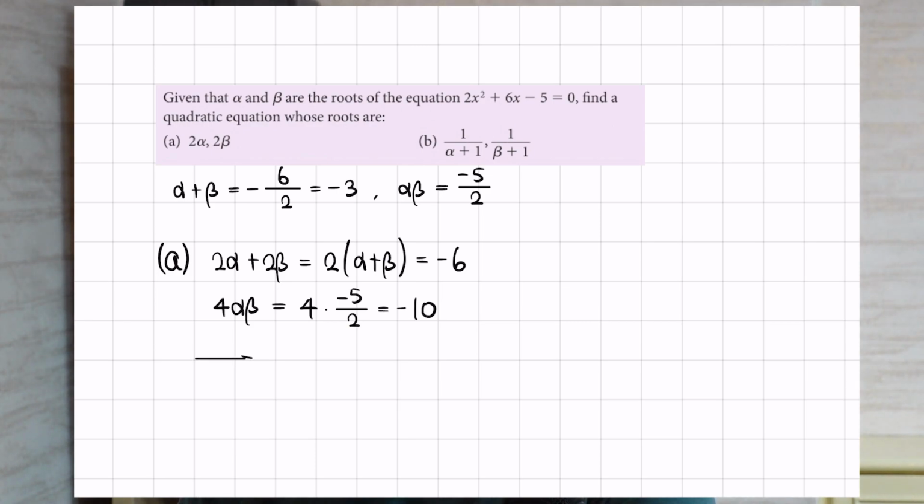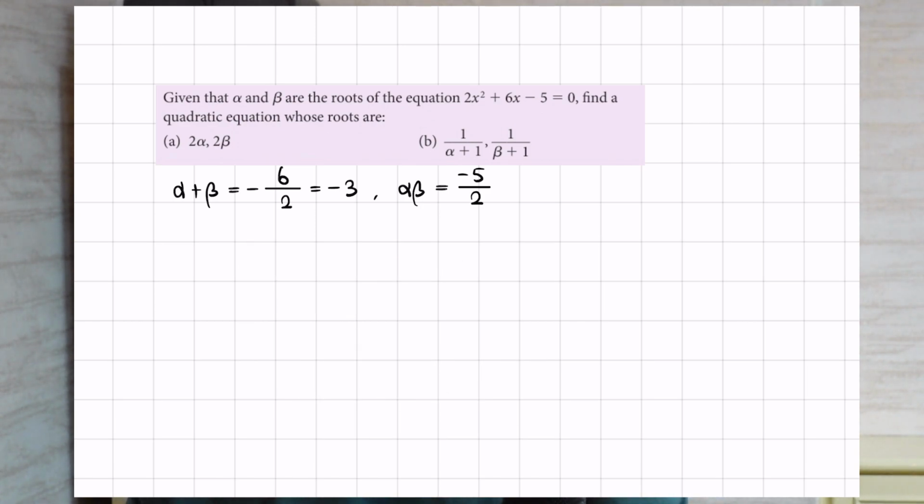Therefore, the new quadratic equation should take on this form: x squared minus alpha plus beta times x plus alpha beta equals 0. So it's x squared minus negative 6, so it's plus 6x, and plus alpha beta, which is minus 10, equals 0. So the new quadratic equation is x squared plus 6x minus 10 equals 0. Let's move on to the next one.